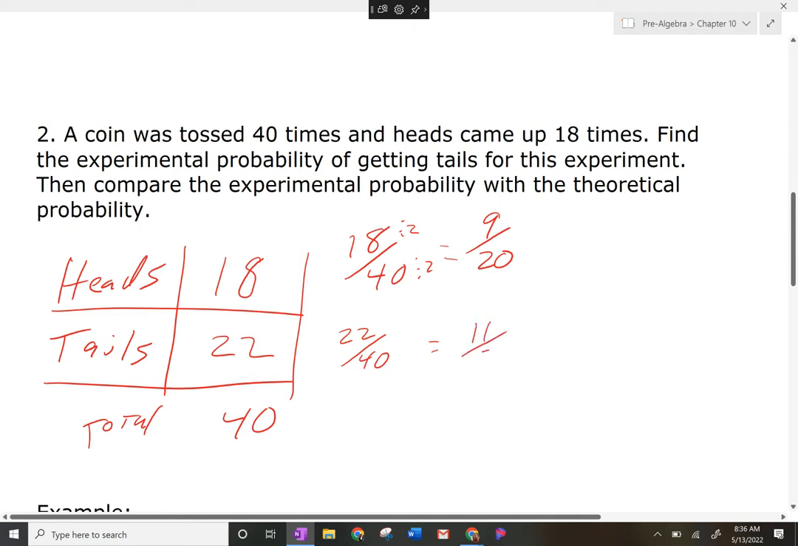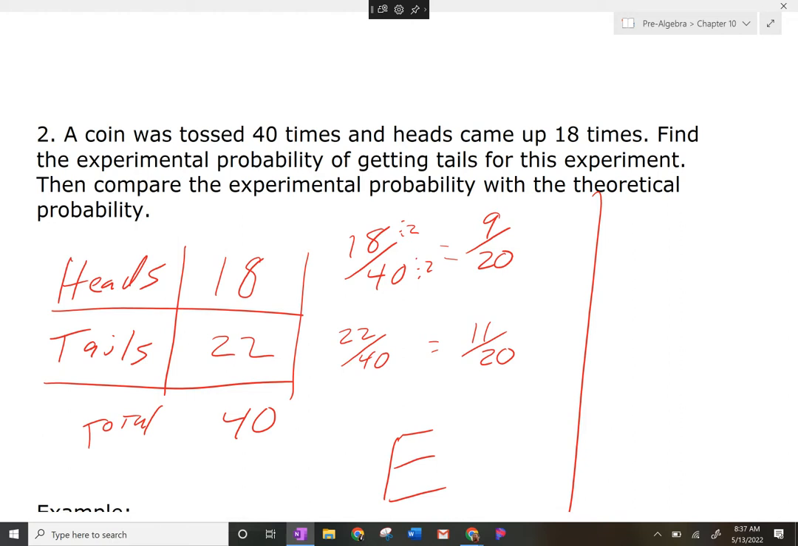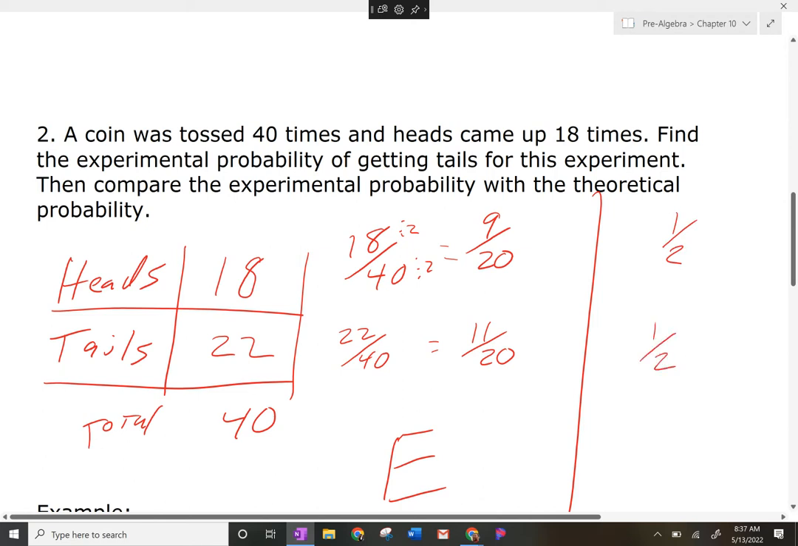11 over 20. You either divide both of those by 2, or you can see that both of these will add up to a full, top numbers both add up to 20. Okay, so here is my experimental probability. You guys already told me what flipping a coin would be. Theoretical, what should my probability of getting heads be? 50% or half the time. Half the time. So 9 over 20.